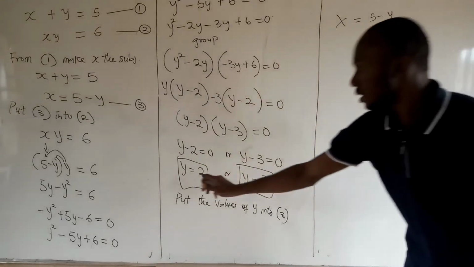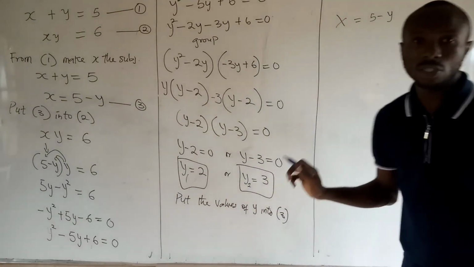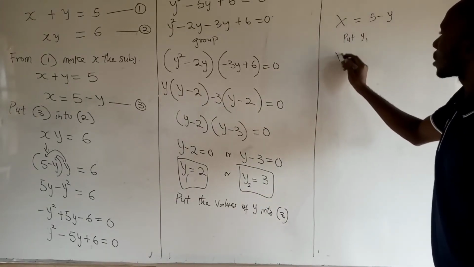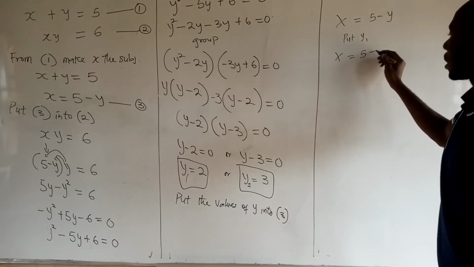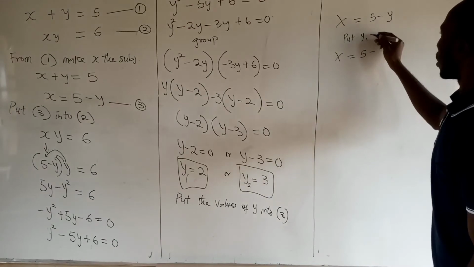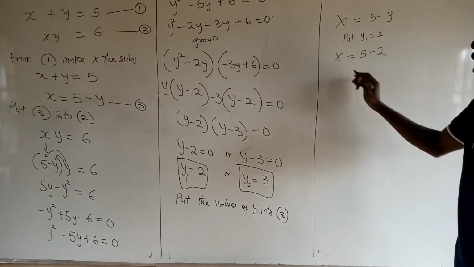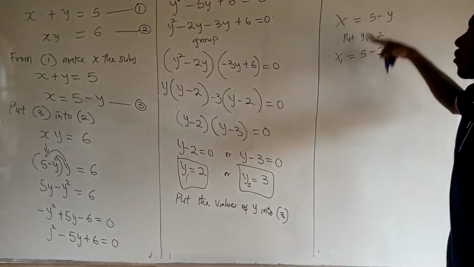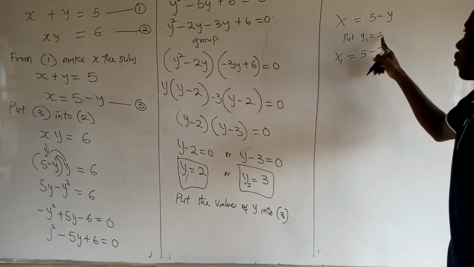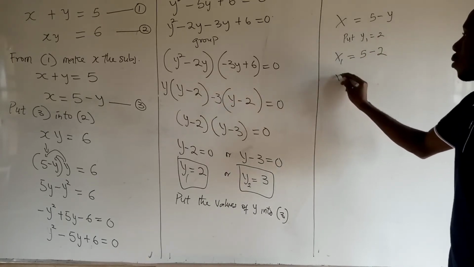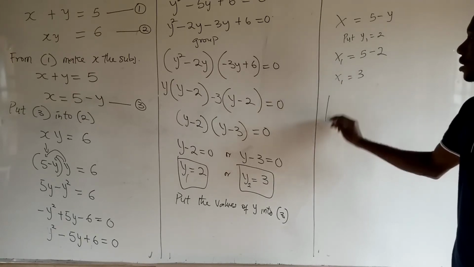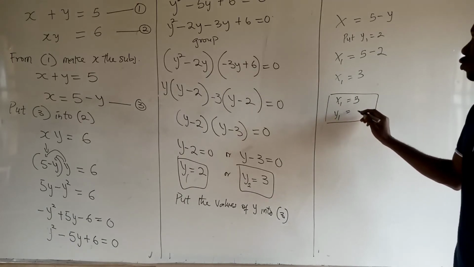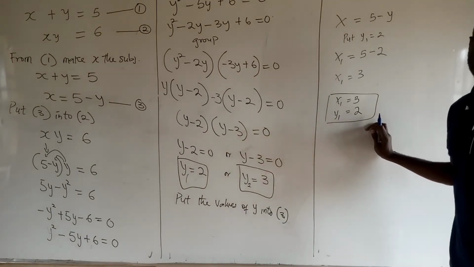Okay, so if I call this y1 and I call this y subscript 2, if I put y1, I'll have x is equal to 5 minus my y1, which is 2, so I have 5 minus 2. So I have a corresponding x1. In other words, if I'm plugging y1 into equation 3, I'll have a corresponding x1. So my y1 is 2, so I have 5 minus 2, which is equal to 3. So it means that when x1 is equal to 3, y1 is equal to 2. That's what this equation is telling us.